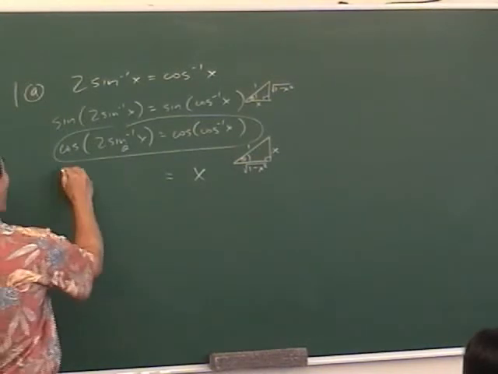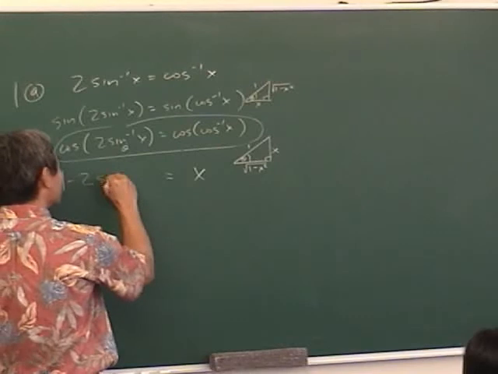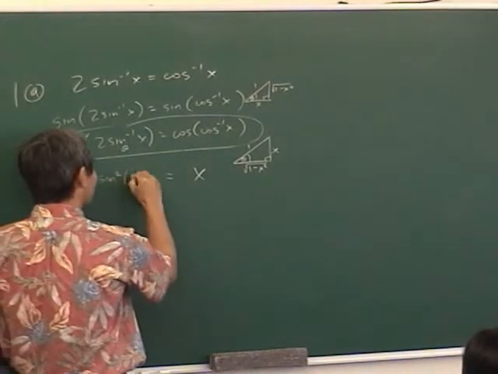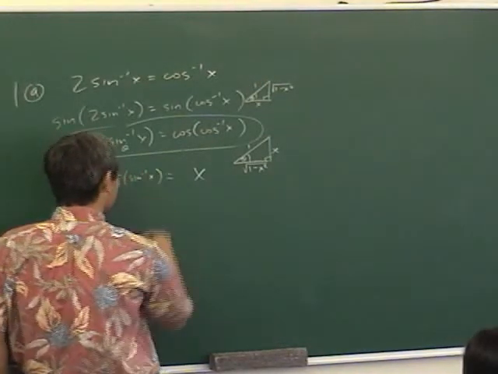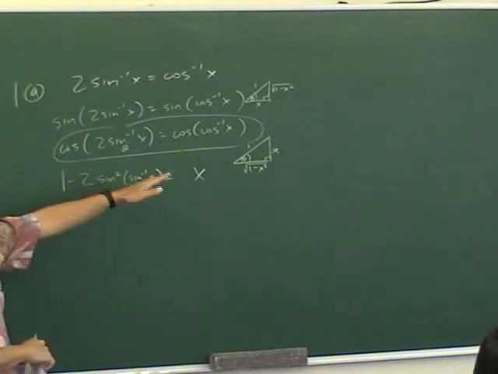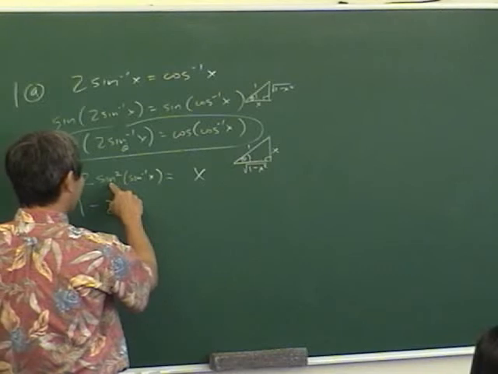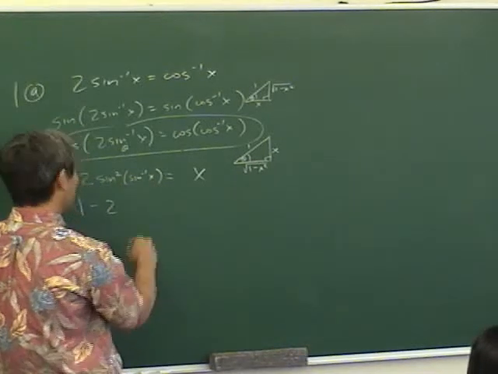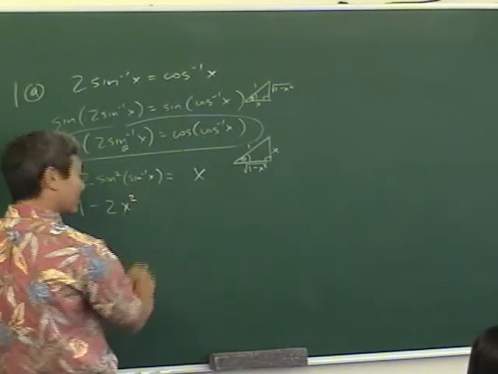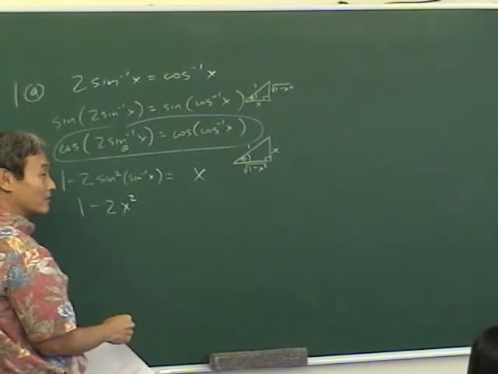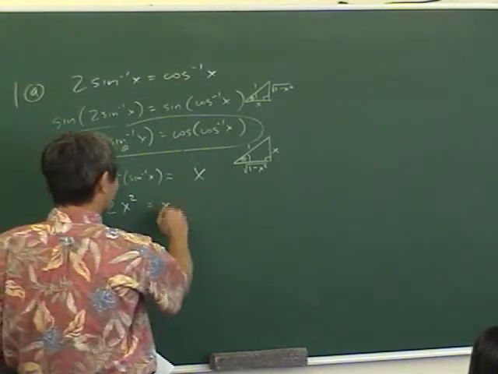Yeah, 1 minus 2 sine squared theta, which is sine inverse x. See, if you use this one, you don't have to draw that triangle. Because what is sine of sine inverse x? X, and then you square it. Then let me draw a triangle. You guys know what I mean?